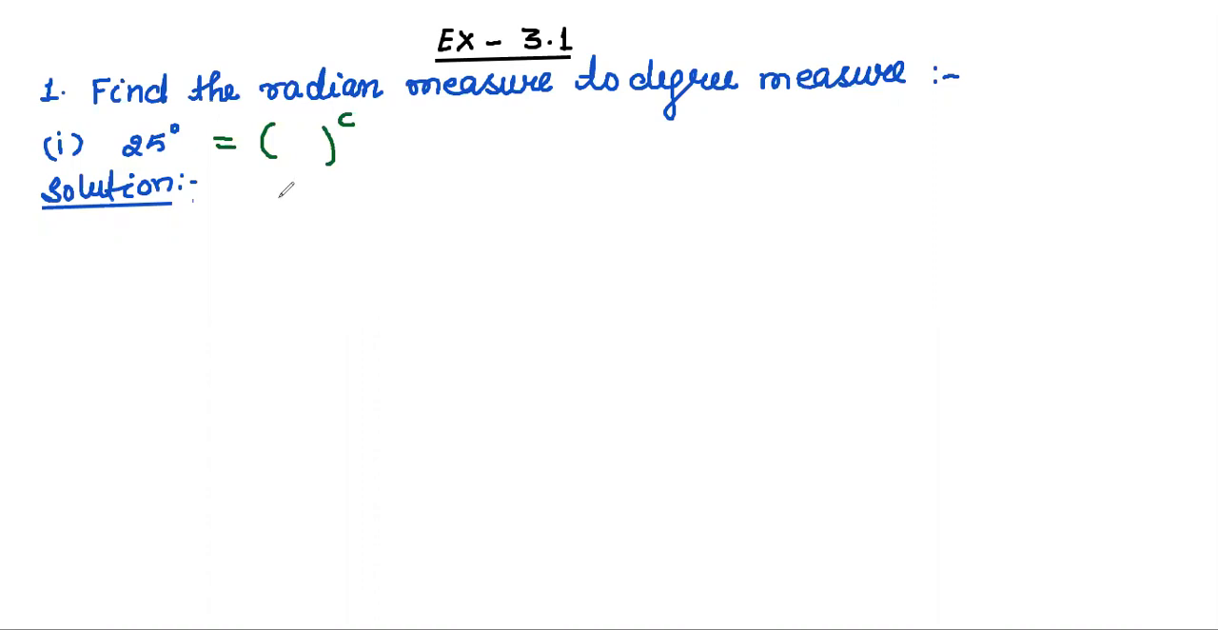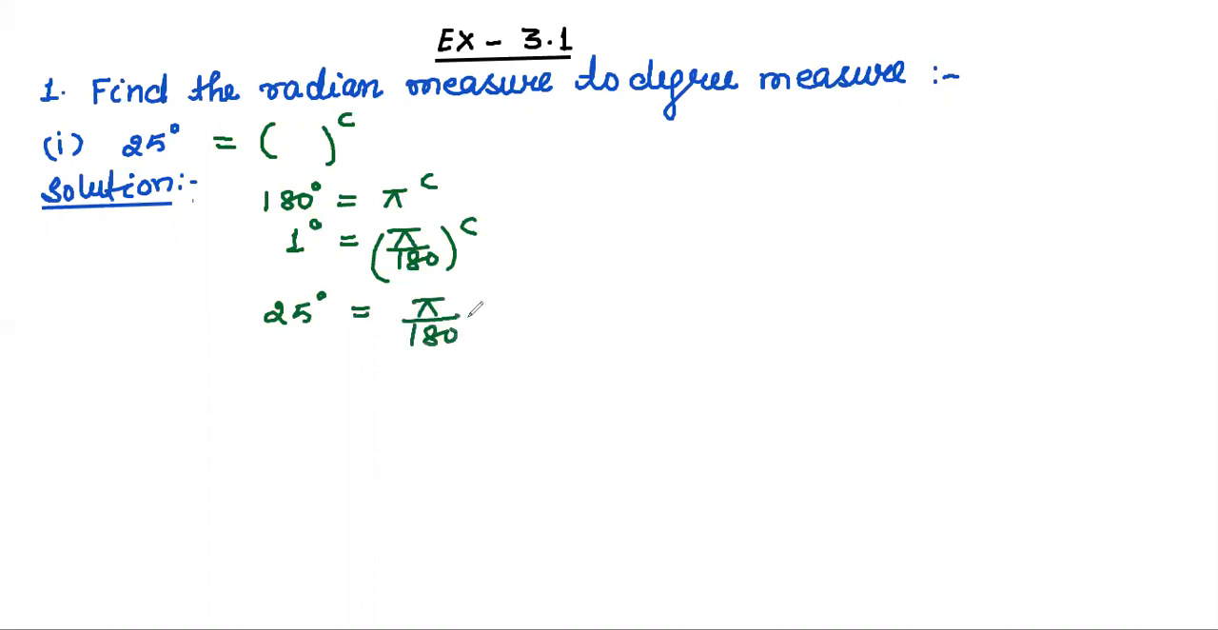So we know that 180 degree equals pi radian. Now 1 degree equals pi by 180 radian. Then 25 degree equals pi by 180 into 25. So this is the way to convert degree to radian. Now we'll calculate it. So we are getting here 5 pi by 36 radian. So this is the answer.